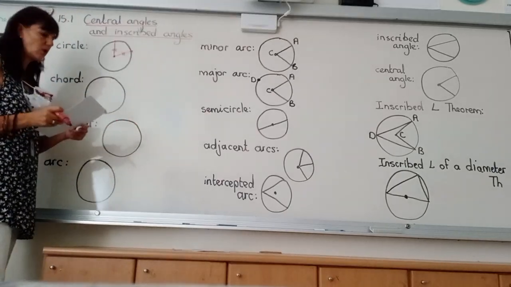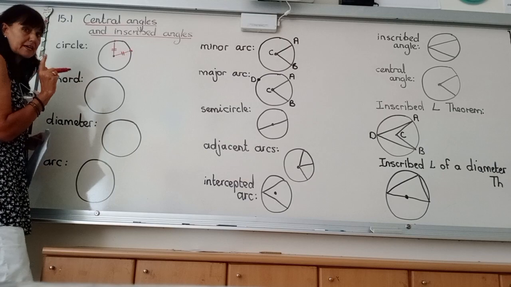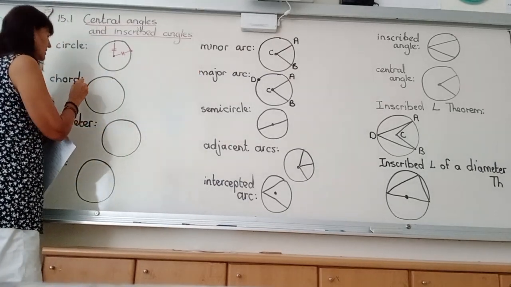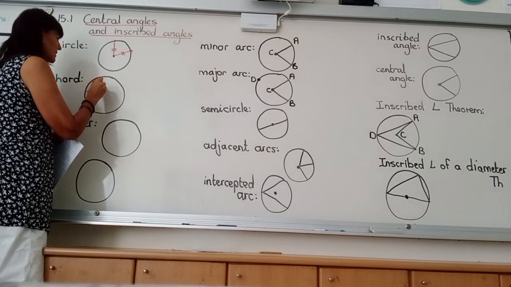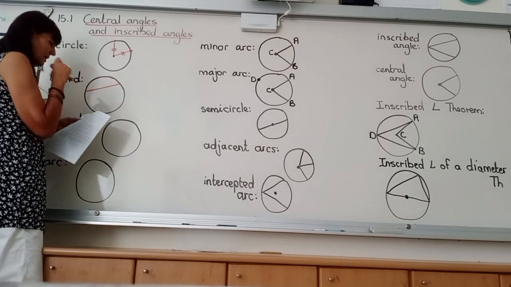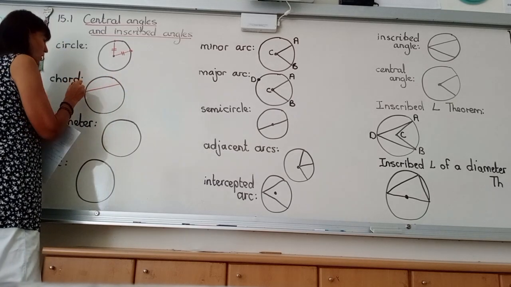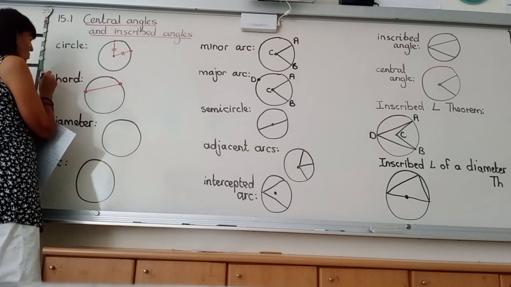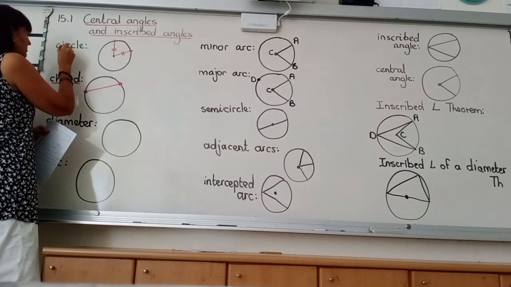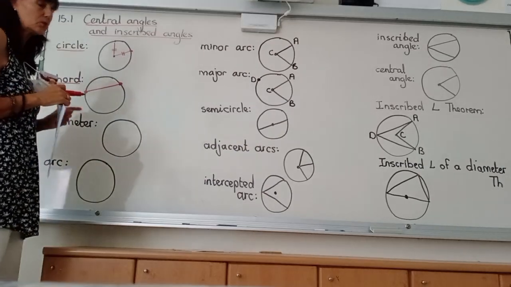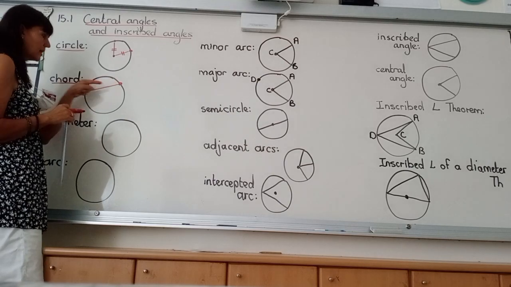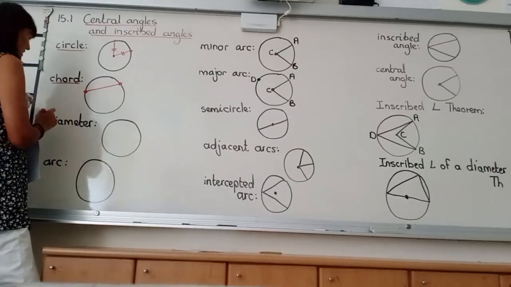A chord. What is a chord? It's a segment, and a segment is just a line with endpoints. So it's going to be any line segment whose endpoints are on a circle. So this will be a chord. It's underlined. A circle, equidistant, chord, any line segment with the endpoints on the circle.